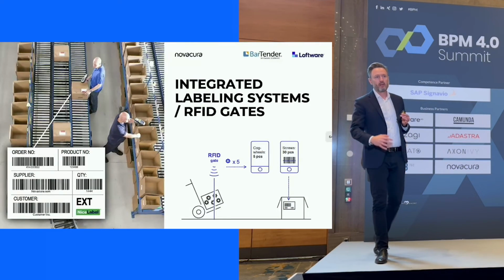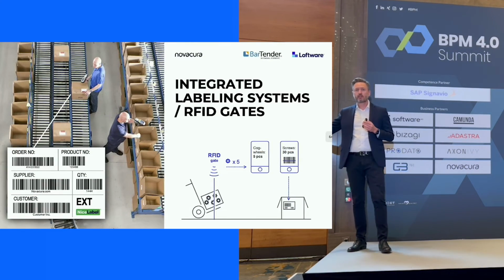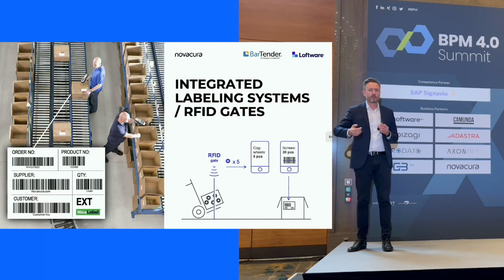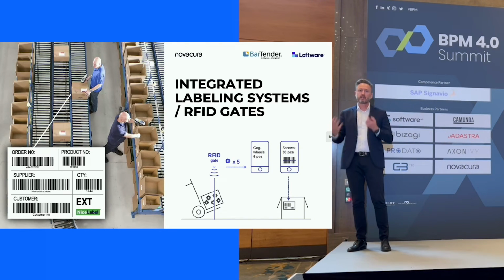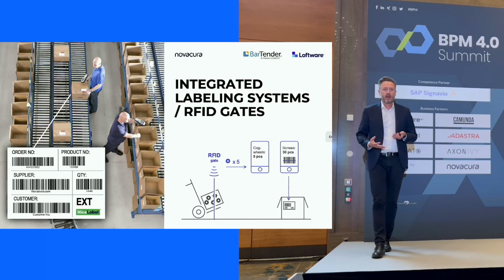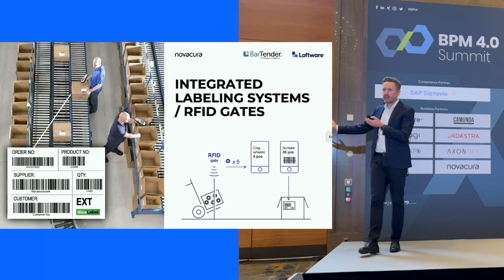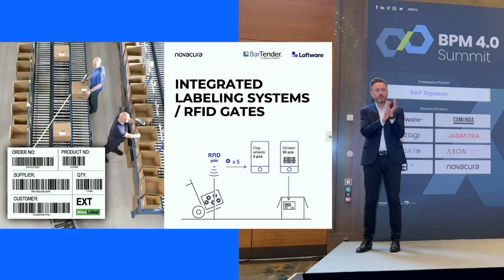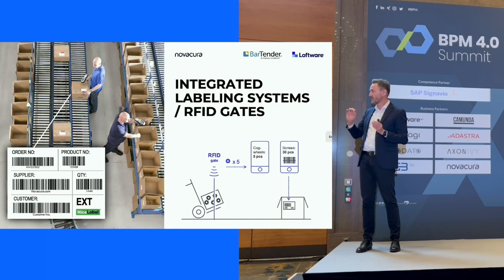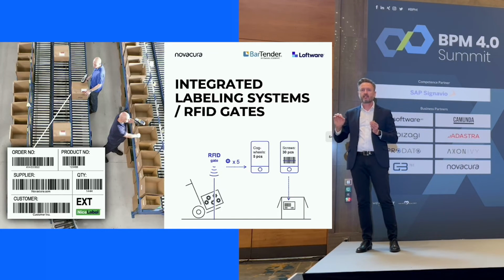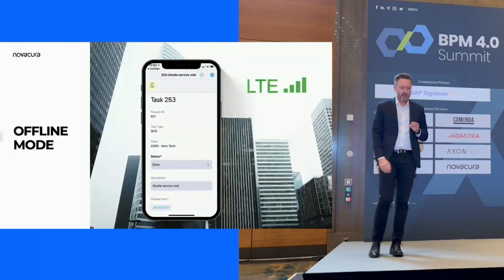Talking about barcodes, we have support for a labeling system, so you are not only able to scan barcodes, but we can generate the labels, we can print them, we can manage the information. We can integrate with RFID gates, and it's directly available from this diagramming tool. You just select information from the RFID, and you have it in your application.